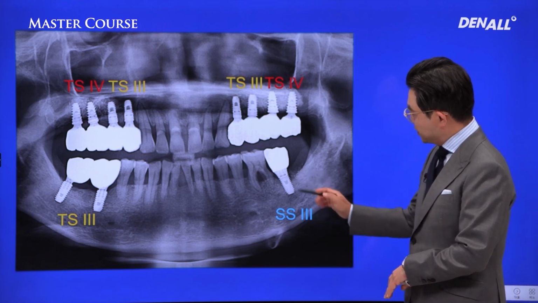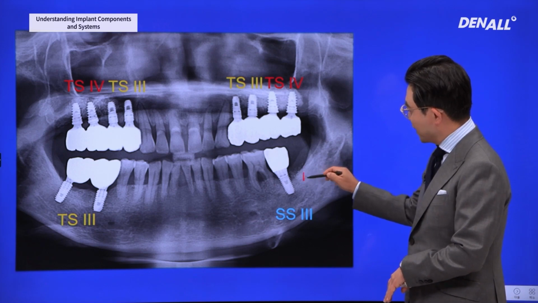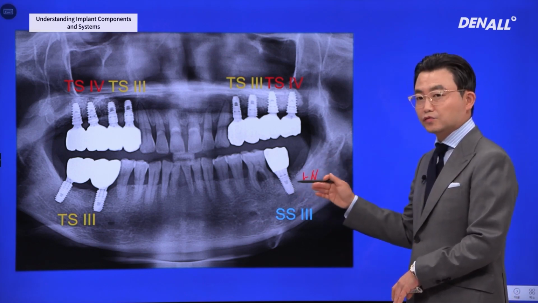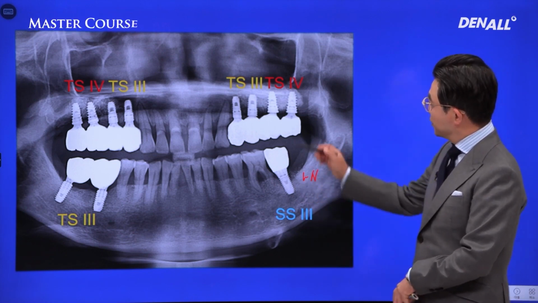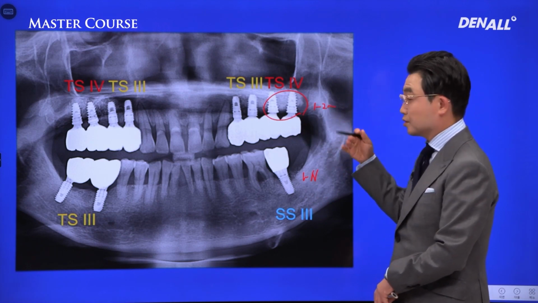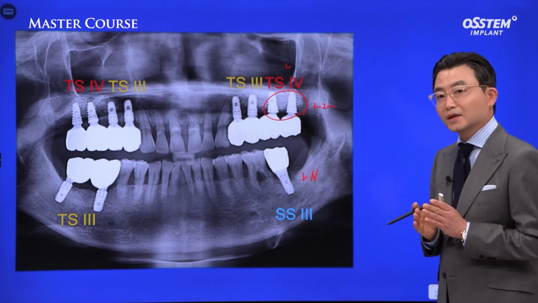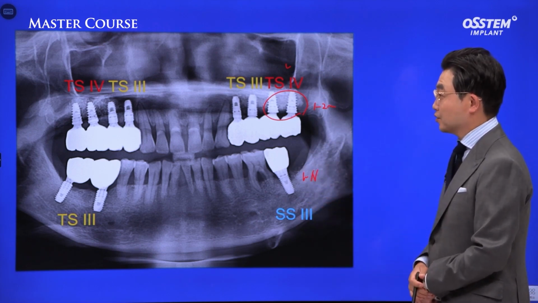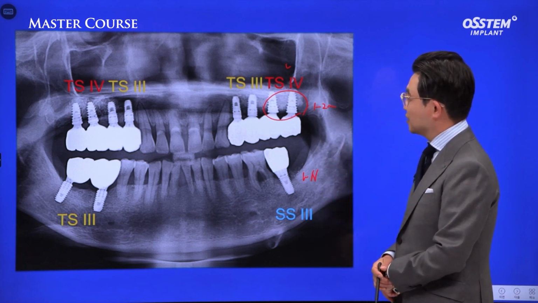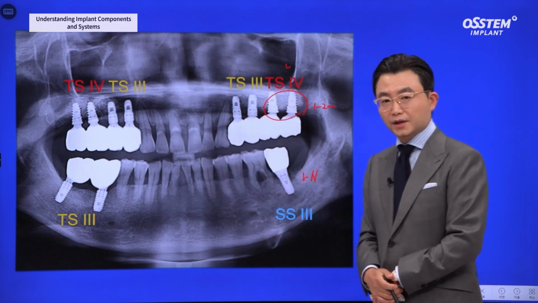Now, on the posterior single, my first choice is a 5.0 wide neck implant. And this gives more long-term stability. As for number 6 and 7, residual bone was about 1 to 2 millimeters. So for this area, TS4 compared to 3 has more taper, so you can have more stability. So here, you could use TS4, but in most cases, TS3 is my routine go-to implant.